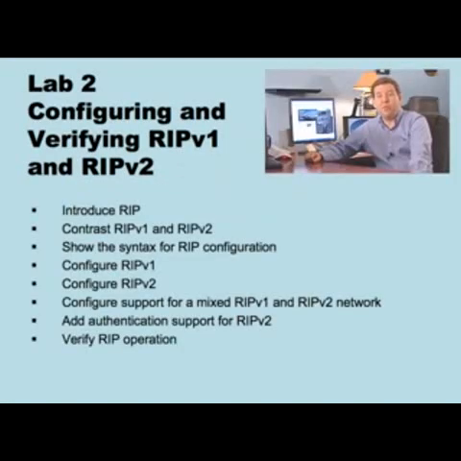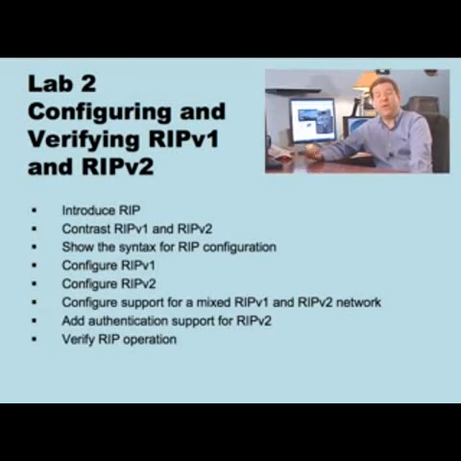In lab number 2, we'll take a look at our first dynamic routing protocol, specifically RIP, the Routing Information Protocol. We begin by introducing RIP, and we're going to see that we have a couple of different flavors that we're going to be dealing with in this lab. RIP version 1 and RIP version 2, we'll contrast those. We'll see the syntax for setting up RIP.